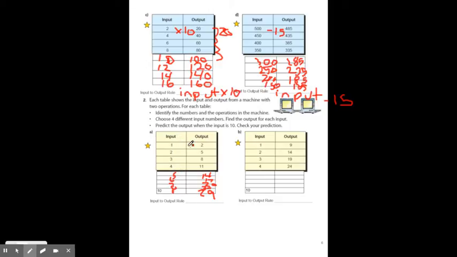Now I look at 1 and 2 here, input to output. Well, I think, well, plus 1. 1 plus 1 is 2. But remember, it has to work for all of them. And 2 plus 1 is not 5. 3 plus 1 is not 8. And it is a growing pattern. So now I know I've got to start with a times by something.